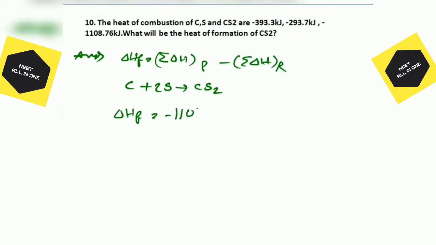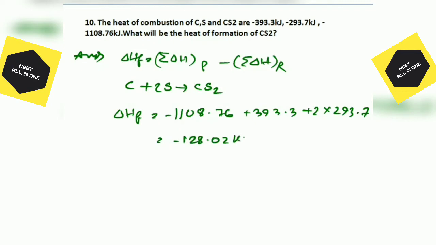So if we just put the values here, that is minus 1108.76 minus of, that will be not minus, because minus minus will be plus, so 393.3 kilojoule. Okay, and also plus 2 into here 293.7 kilojoule. So we just have put the value here, that is the heat of combustion given in the question. So if we just calculate it, the answer will come 128.02 kilojoule, right? So our question number 10 is done.